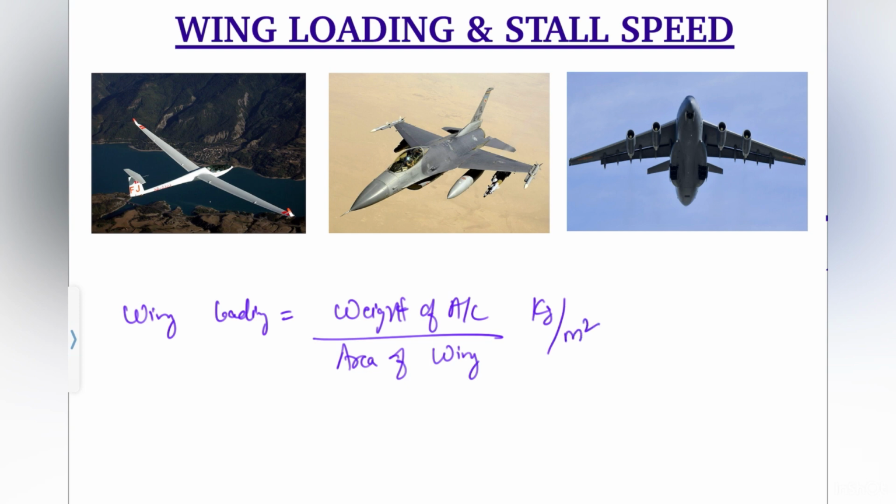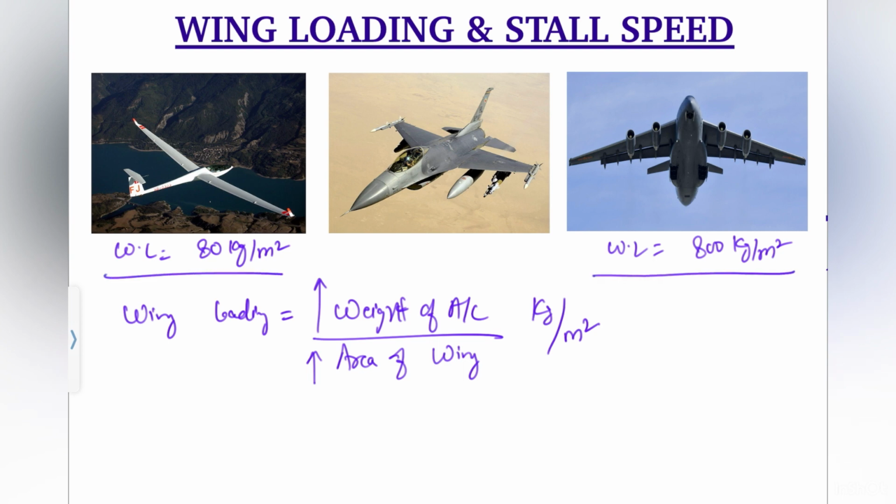So any aircraft which is very heavy has a very high wing loading. For example, the wing loading of a transport aircraft goes up to 800 to 1000 kg per meter square. It's a range. In contrast, a glider has a wing loading of around 80 kg per meter square only, like 10 times lesser than that, because the area of the wing is very high in the glider and the weight of the aircraft is not as much. So the wing loading is very less, and for the transport it's very high.